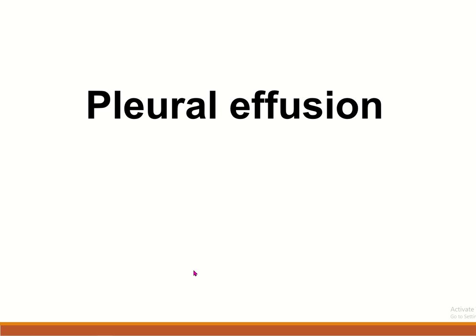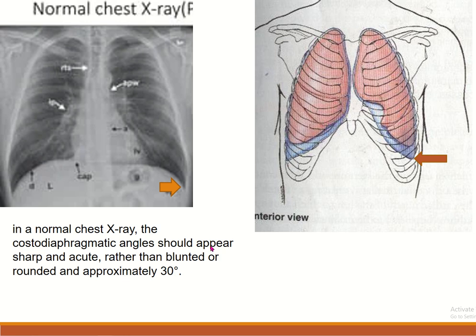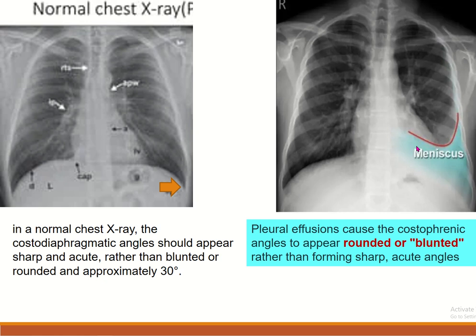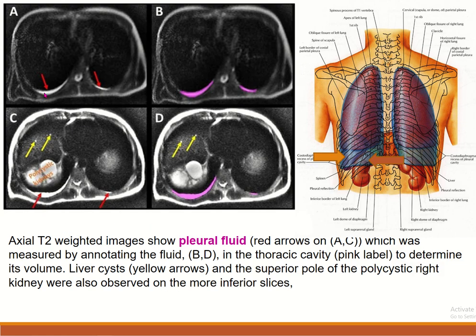Clinical anatomy. Pleural effusion. Pleural effusion means abnormal fluid collection within the pleural cavity. You see, in the normal chest X-ray, the costodiaphragmatic recess is sharp, acute, about 30 degrees, and it is easily seen. But in pleural effusion, this angle is lost, difficult to see. In the MRI scan, this is the pleural effusion behind the lung shadow.